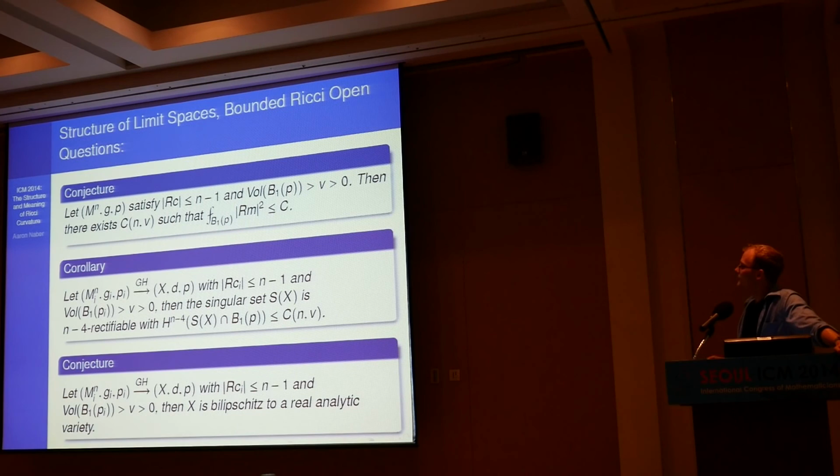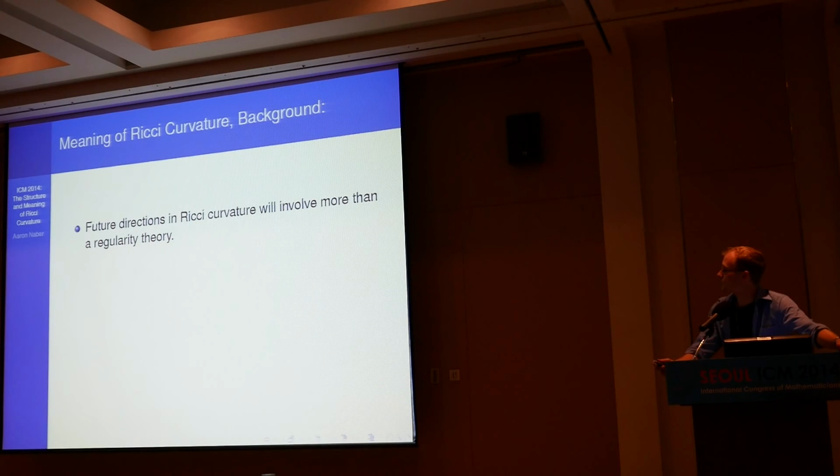Then, with all of this said, let's move on to our last topic. This is again changing topics entirely. For those of you I've lost, it's just a good time. The last point is the following: future directions in Ricci curvature. This has all been about regularity theory so far. We've been discussing the regularity of Einstein manifolds and the regularity of their limit spaces.